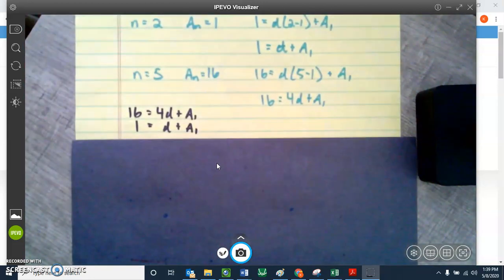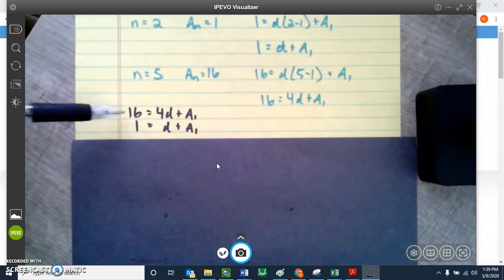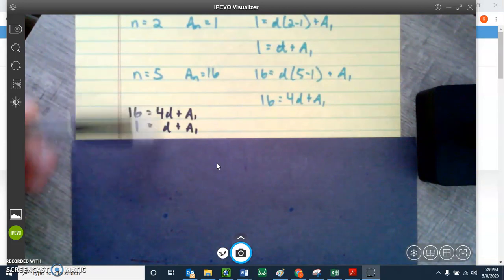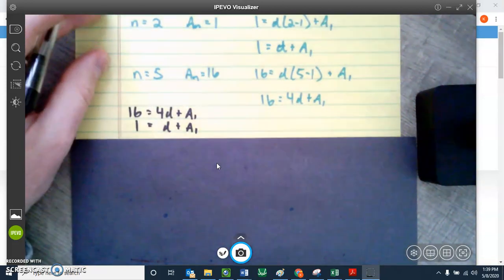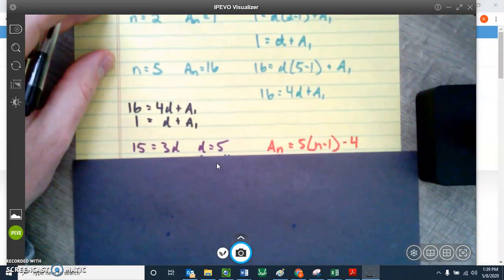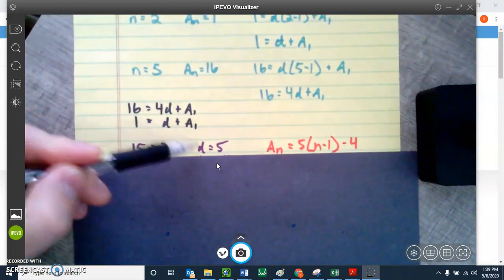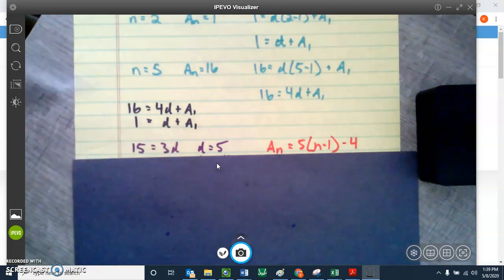I'm going to use elimination. I'm going to subtract going down. 16 minus 1, 4d minus 1d. a sub 1 minus a sub 1 will be eliminated. And I'm left with a common difference of 5. I could just solve that and get a common difference of 5. So I know it's changing by 5 each time.